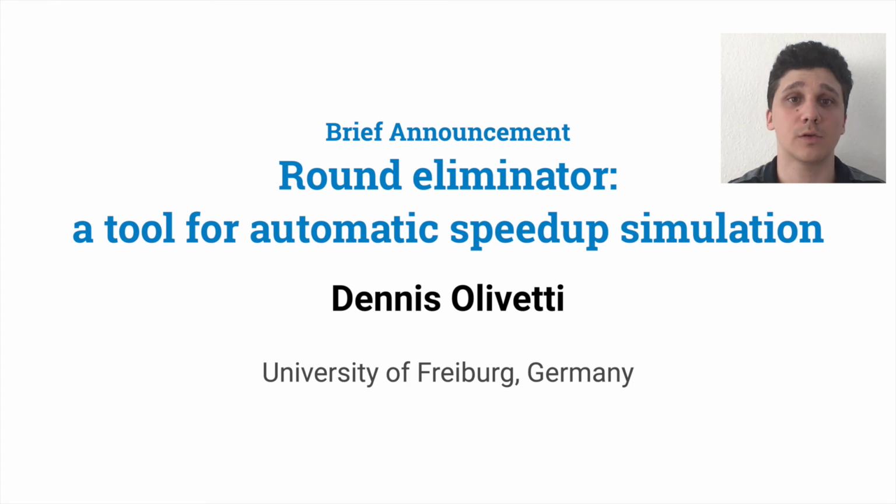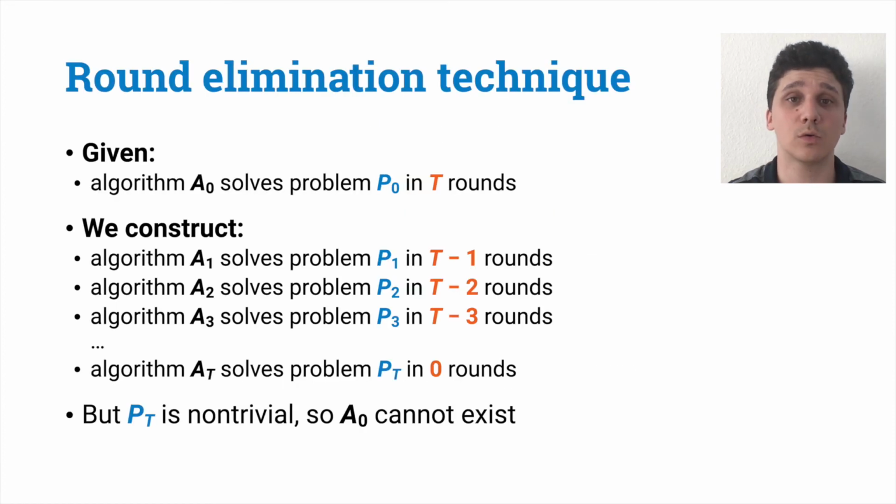Hello, I'm Olivetti, and this talk will be about a tool, a computer program called round eliminator that can be used to automatically obtain lower and upper bounds in the distributed setting. This tool gives a way to automatically apply the round elimination technique, that is a technique that has been used in the last years to prove many interesting lower bounds. So let's see how we can prove lower bounds with this technique.